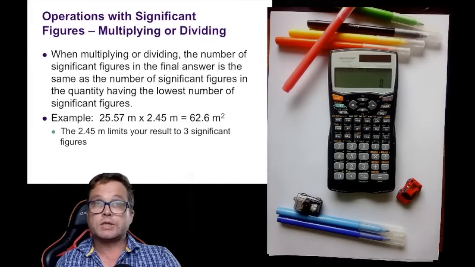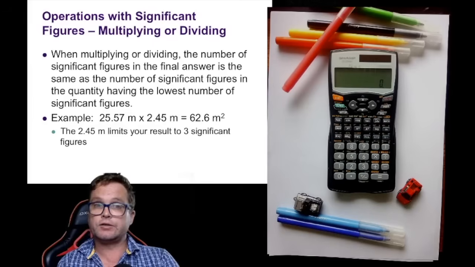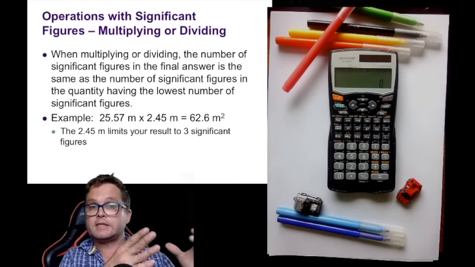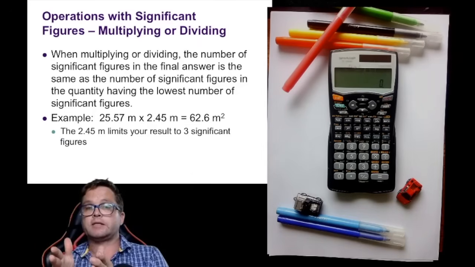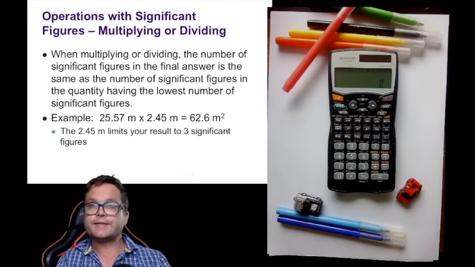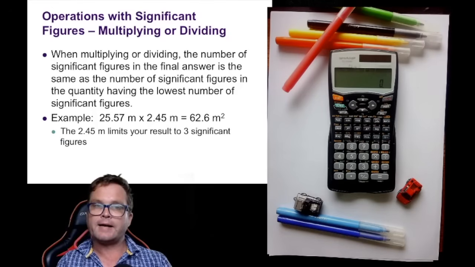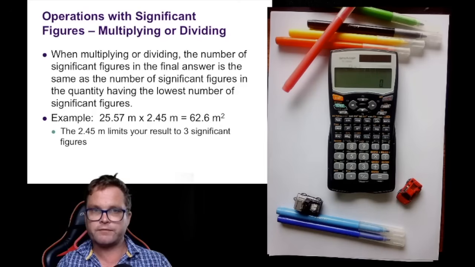We have some rules for telling us how many significant figures to use when we calculate an answer. There are two different kinds of rules. The first rule applies to multiplication and division, whereas the second rule applies to addition and subtraction. The first rule tells us when multiplying or dividing, the number of significant figures in the final answer is the same as the number of significant figures in the quantity having the lowest number of significant figures.